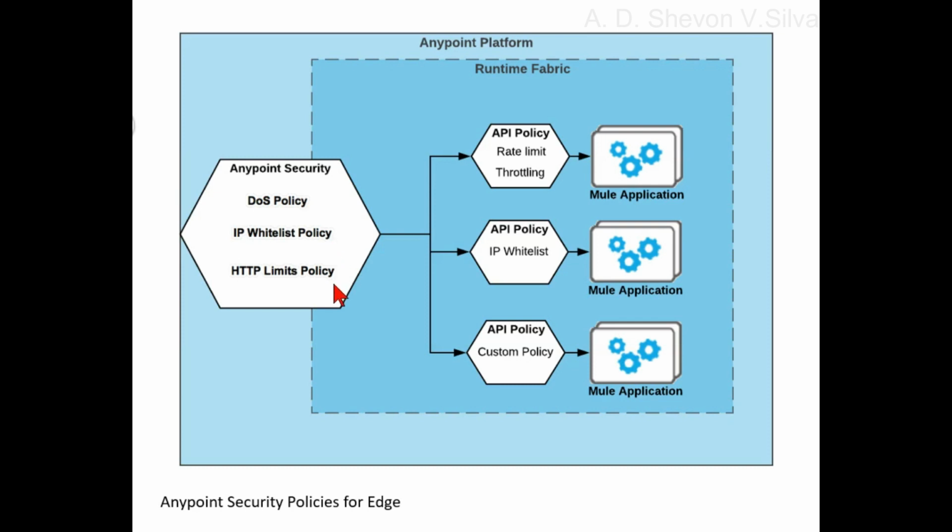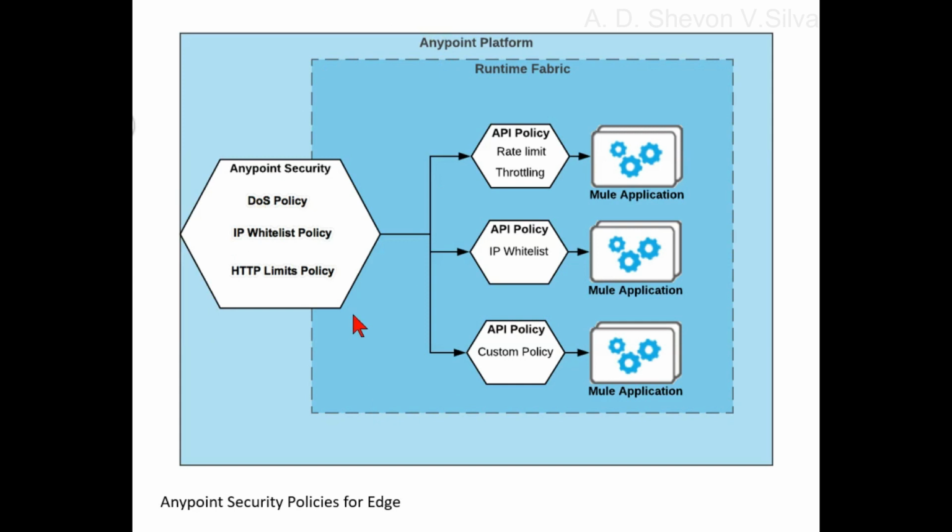HTTP limits policy: HTTP limits policies prevent attacks from clients that send large messages that can consume all your processing bandwidth. WAF policy: WAF policies provide the Open Web Application Security Project OWASP core rule set for checking requests and responses to detect common web application attacks.